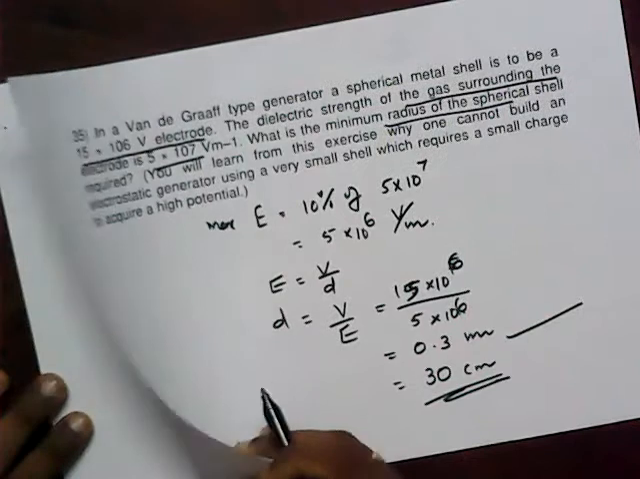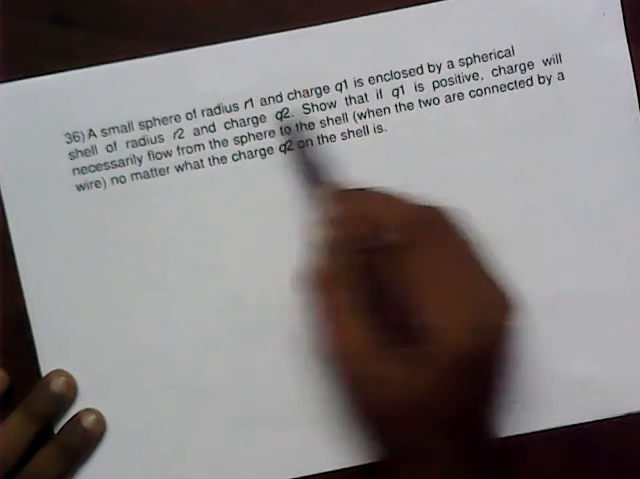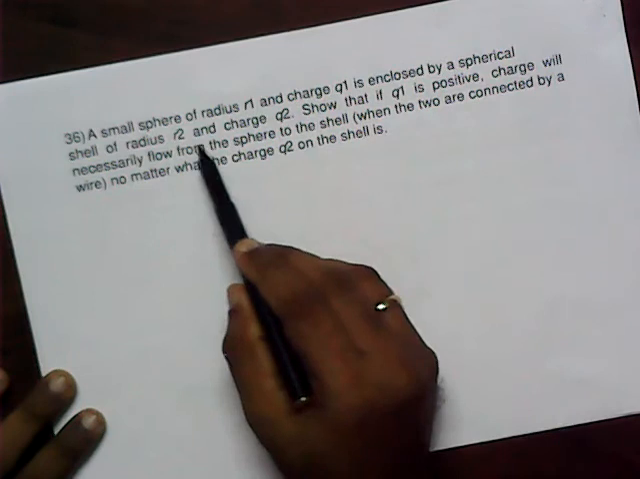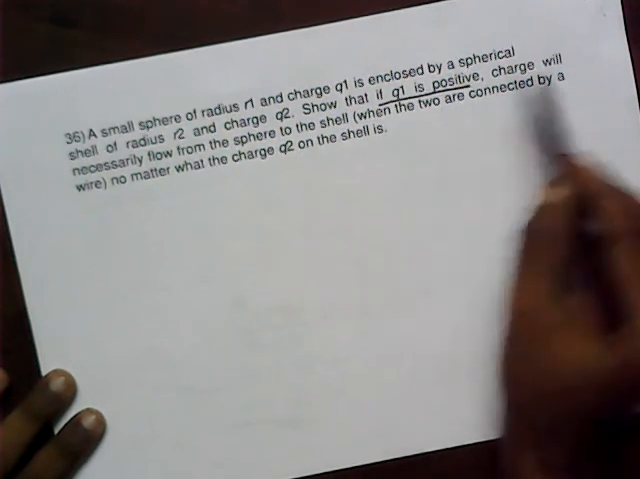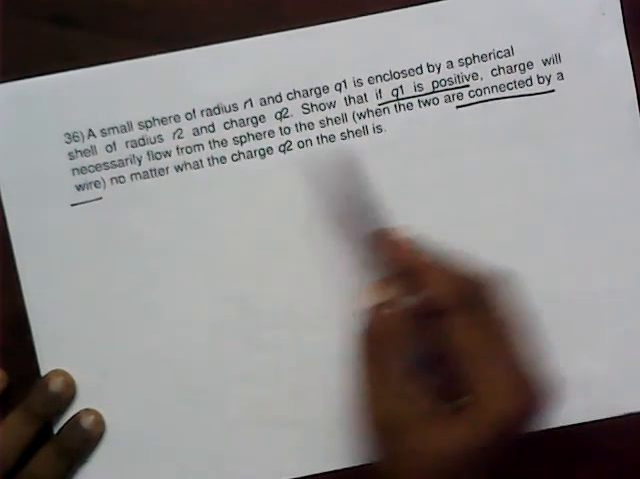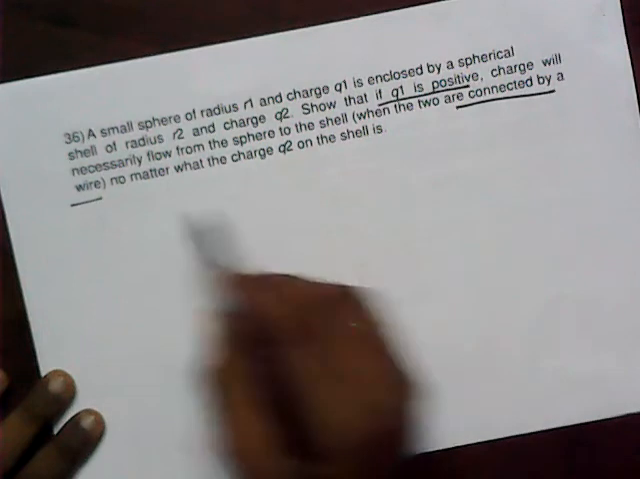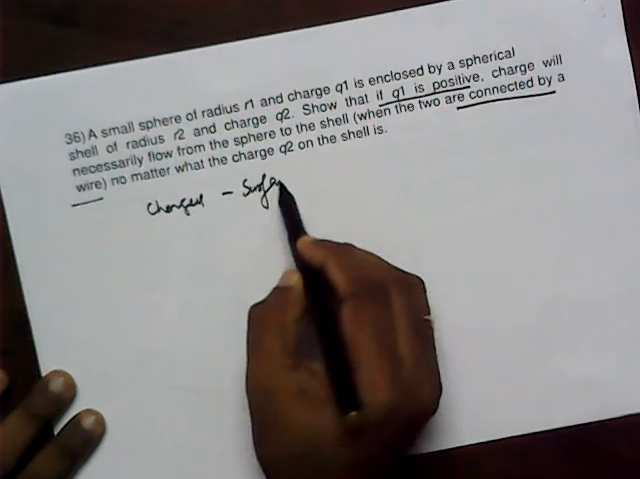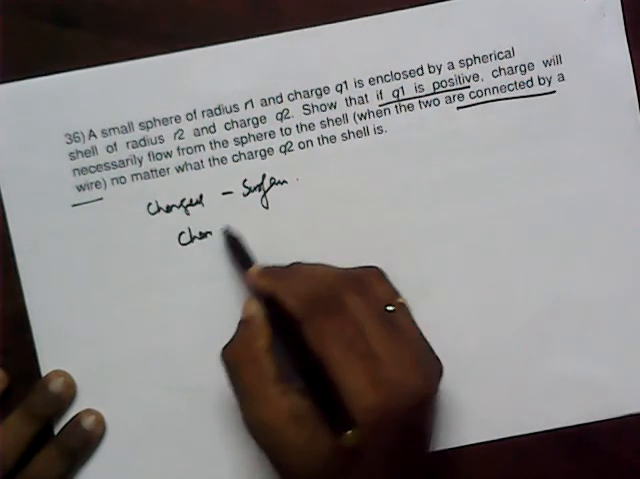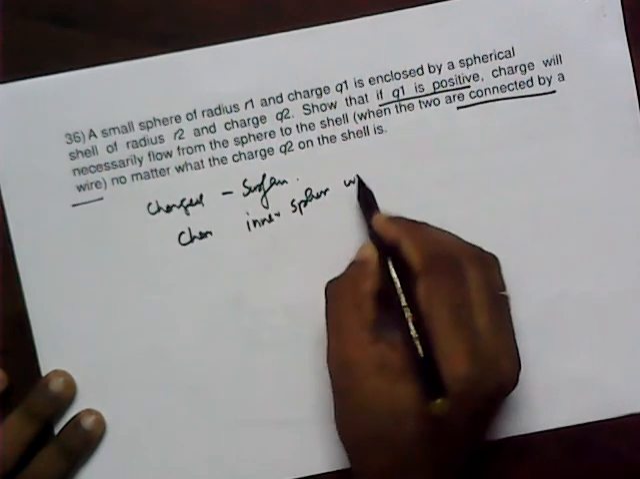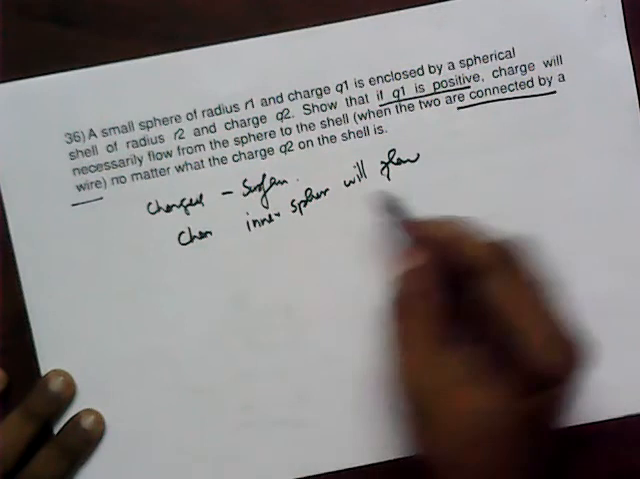Number 36. A small sphere of radius R1 and a charge Q1 is enclosed by a spherical shell of radius R2 and a charge Q2. Show that if Q1 is positive, charge will necessarily flow from the sphere to the shell when the two are connected by a wire. That is a very important one. Keep in mind, on a shell, the charges reside on the surface of the conductor. So the charge on the inner sphere will flow towards the shell through the conducting wire.